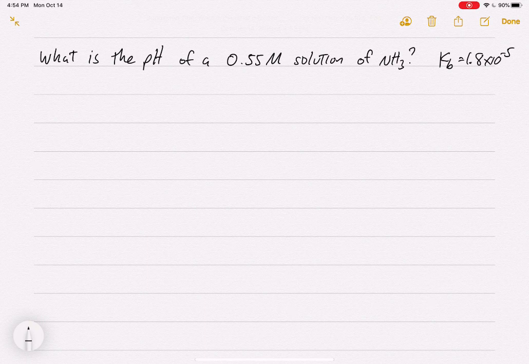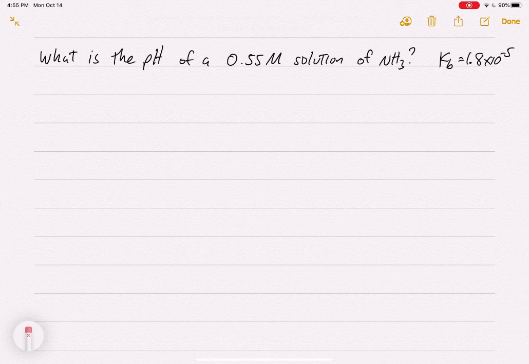So here's a little bit different problem. We're asked to find the pH of a solution of weak base, NH3, and we know it's going to act as a weak base because we are given a Kb in the problem. So first thing we want to do is set up the equilibrium that the NH3 is going to have with water. Now, because it's a weak base, it's going to act as a weak base with the water. And that means that the water is going to be acting as an acid.